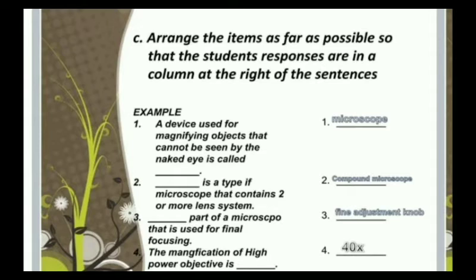First example: a device used for magnifying objects that cannot be seen by the naked eye is called blank. The answer is microscope. The second example: blank is a type of microscope that contains two or more lens systems, and the answer is compound microscope. Third example: blank is the part of a microscope that is used for final focusing. The answer is fine adjustment knob. And the fourth example: the magnification of the high power objective is blank. The high magnification power of the objective is 40 times.